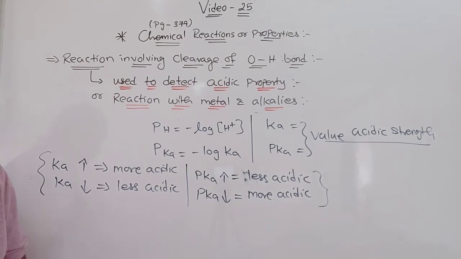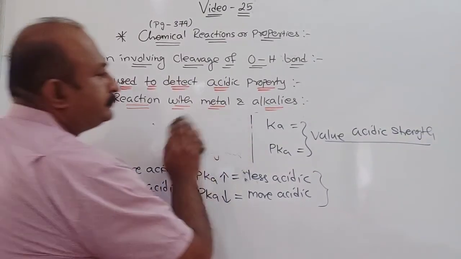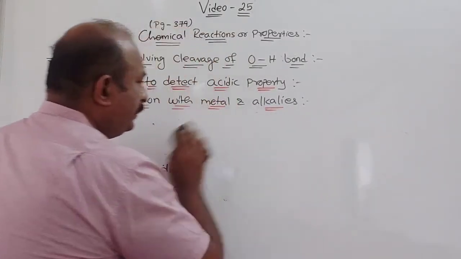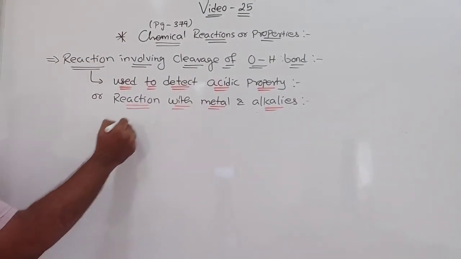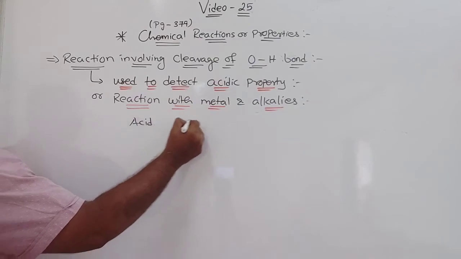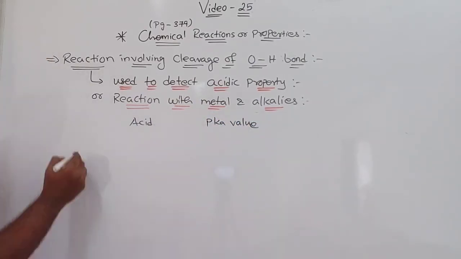Now in your book there are certain pKa values given, like pKa value less than 1, and acids with pKa value between 1 to 5 are considered moderate, strong and so on. So for all these things, I will write one tabular form and show it here. You can just see. I will write down that tabular form: acid and pKa value. Understood?